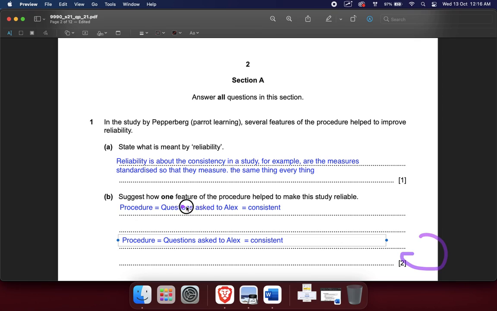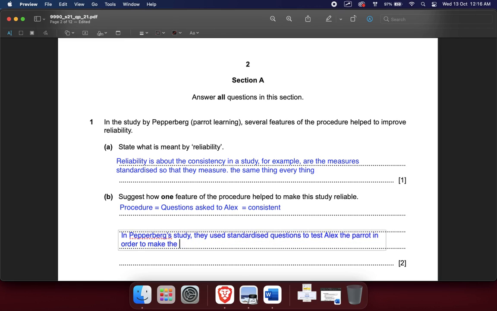So I should see, first you identify the feature, and the second mark comes from how you link it to the study. So for example, you could say that in Pepperberg's study, they used standardized questions to test Alex the parrot. How should we say? In order to make the study more reliable. So this is just 1 mark of the answer. I identified the feature which is using standardized questions.